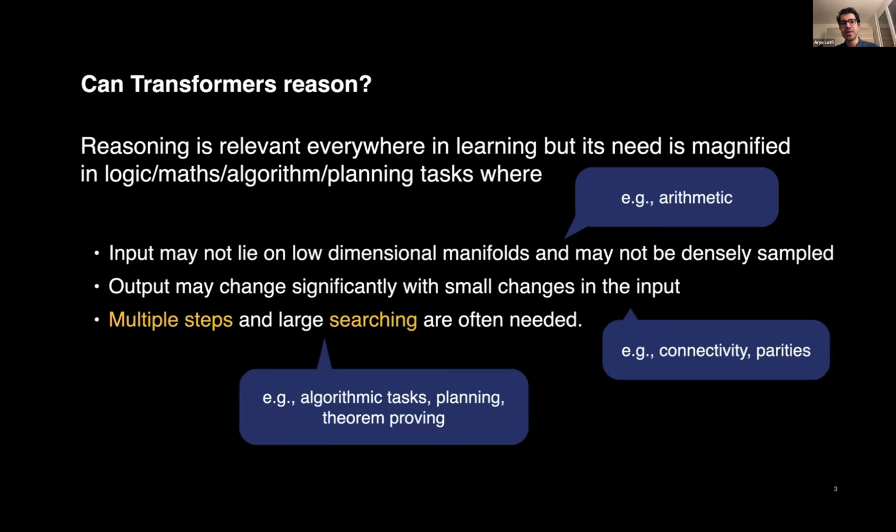Reasoning is relevant everywhere, but maybe more pronounced in logic, mathematics, algorithms, and planning, because usually these tasks do not lie in a low-dimensional manifold. For example, take arithmetic. You have a number of digits, and you can change any of them, so we have an exponentially large input space. The other thing is that changing just a token in the input can change the output significantly. For example, if you're computing the parity and you change one of the input bits, it completely changes the output. And usually multiple steps and search are required in reasoning tasks.